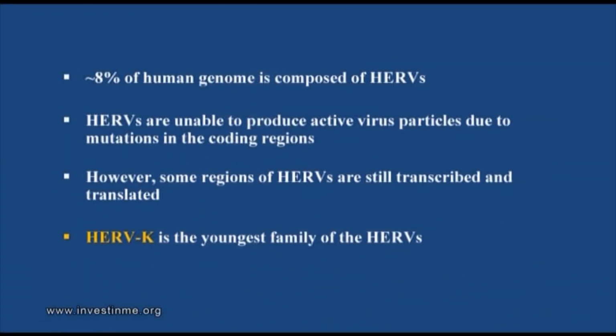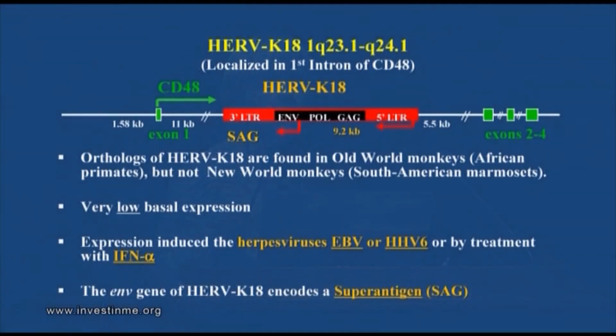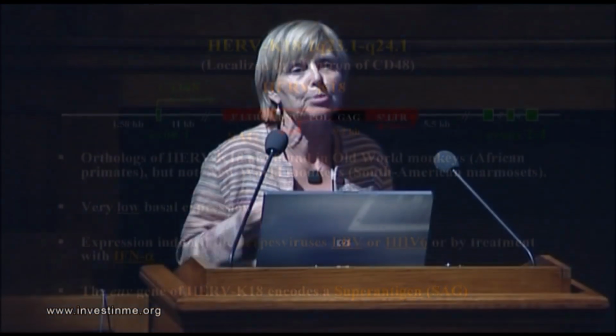And the family of the HERVs which I'm speaking about is HERV-K. It's the youngest family of HERVs. We know exactly when it got integrated. It is when the old world monkeys and new world monkeys were separated, because we can find this K18 in primates in Africa, but not in New World monkeys, such as marmosets.